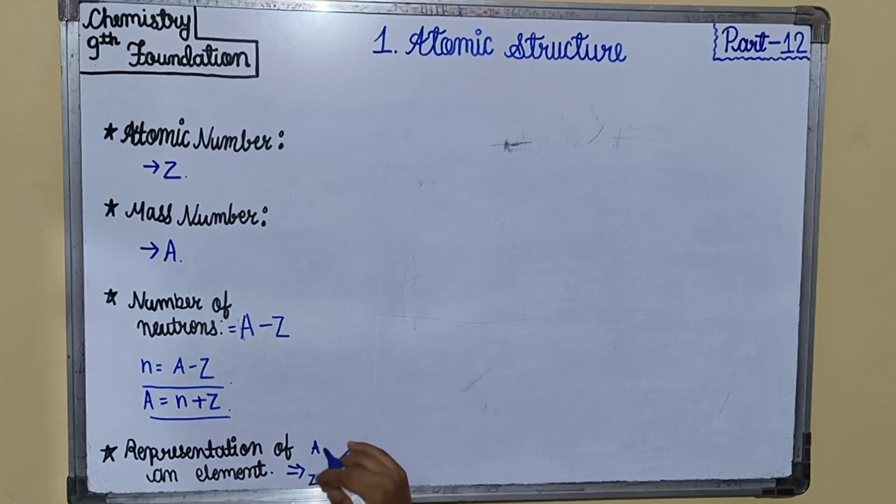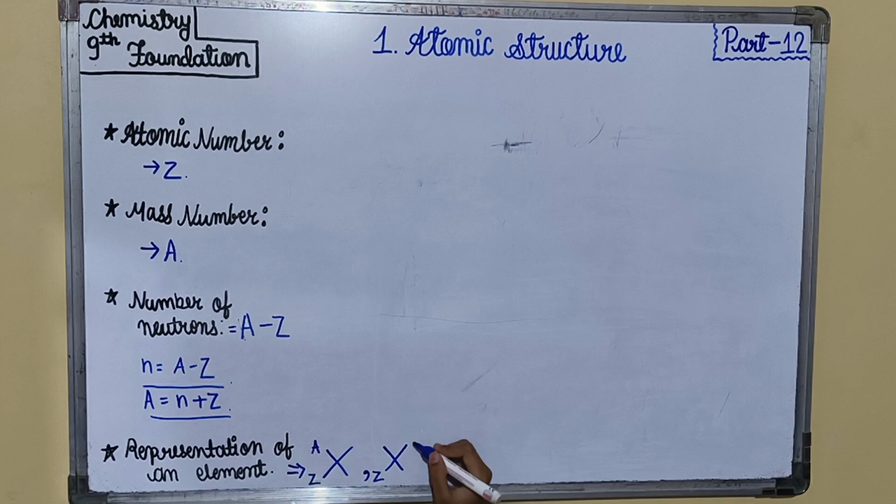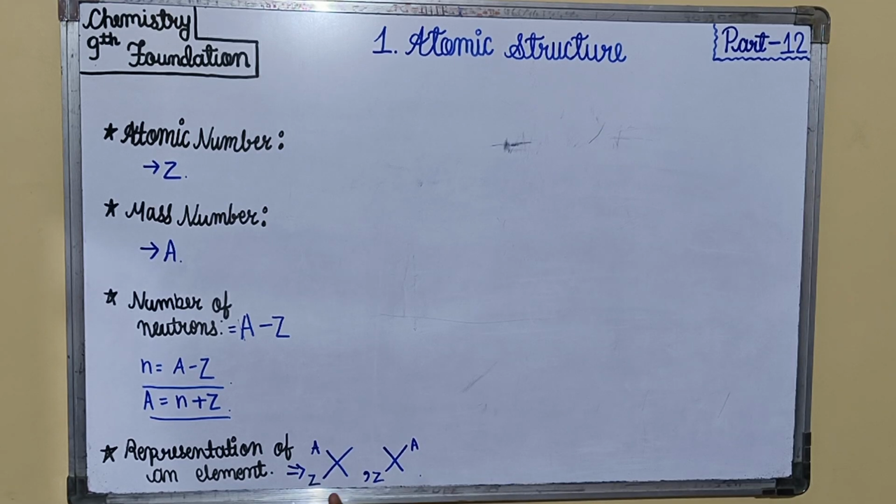Either you can represent in this way, or X is any element symbol and the atomic number is represented on the left lower side, and the mass number is represented on the right upper side, like this. Either you can use this way or this way, both are correct. Don't mix, you can use any one.